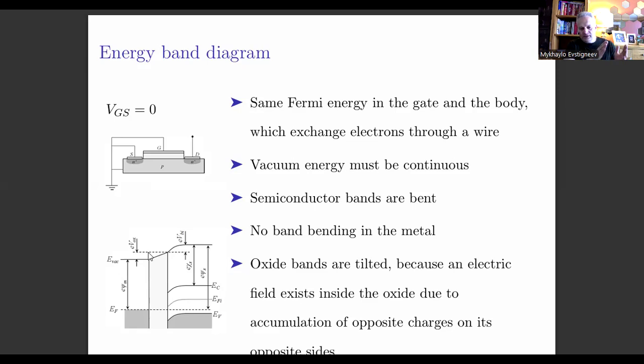So we have this parallel plate capacitor. The plates of this capacitor are charged, which means that a constant electric field exists inside this capacitor, which means that the electric potential changes linearly inside it, which means that the electron energy changes linearly inside this oxide layer, which means that the vacuum energy within the oxide also changes linearly. Hence this is a straight line. Okay, so that's the logic.